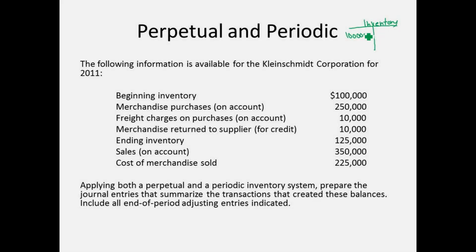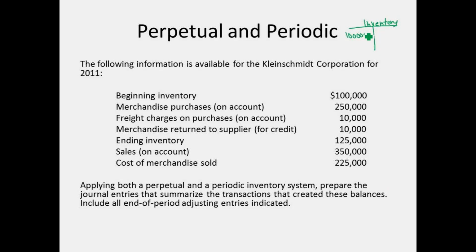They have to pay freight charges on that inventory. They decide some of this inventory is either not what we expected, not up to specification, damaged, just whatever, we don't want it, and they return some of it. The ending inventory on hand is $125,000. They sold $350,000 over the year, and cost of goods sold is $225.